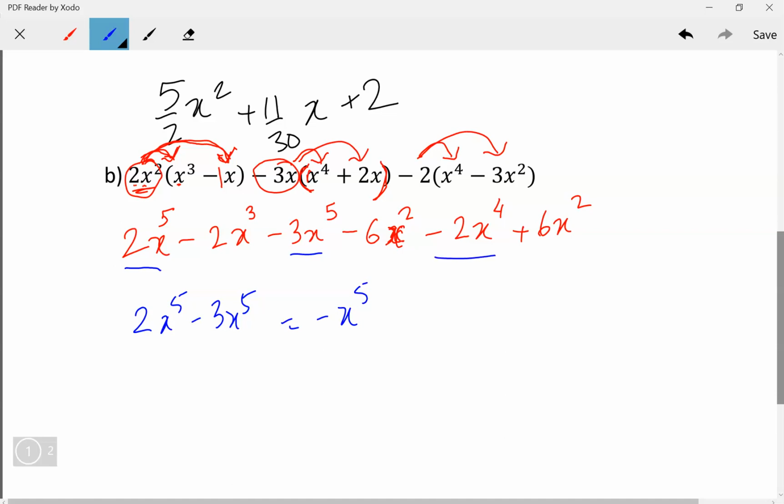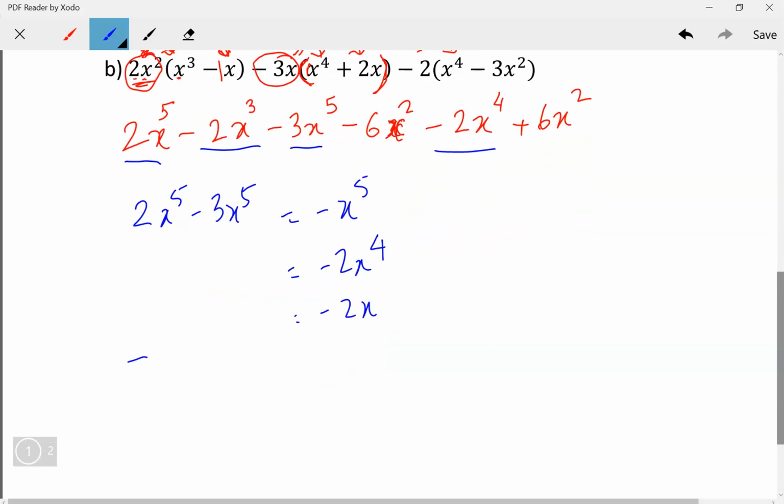And now I have only one x to the power of 4 term, so that's just going to stay here. Minus 2x to the power of 4, nothing to add to that. Minus 2x to the power of 3, there's nothing else with that term either. And then I have a minus 6x squared plus 6x squared, which gives me a 0. So minus 6 plus 6 is 0x squared, which is, again, 0. The rule of multiplication doesn't change there. Anything multiplied by 0 gives me a 0.